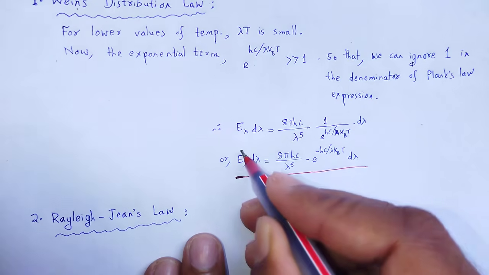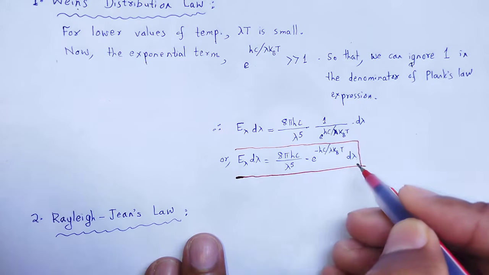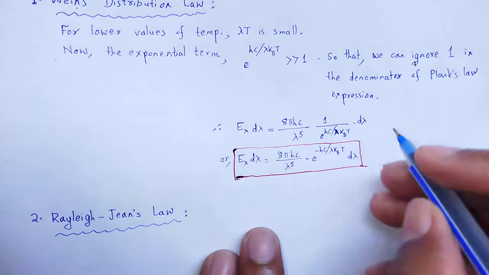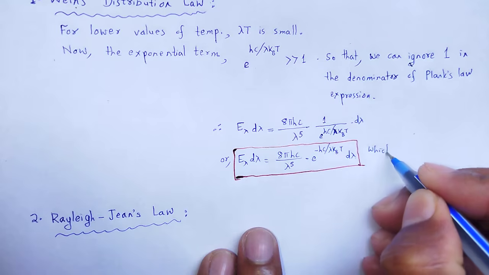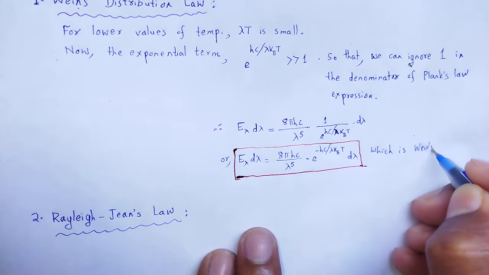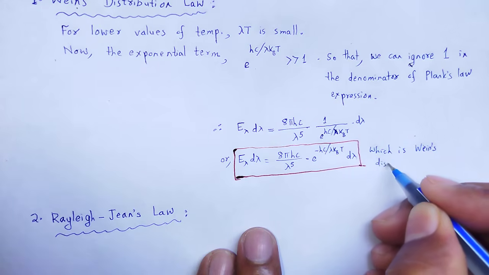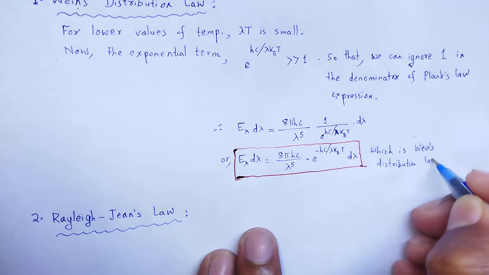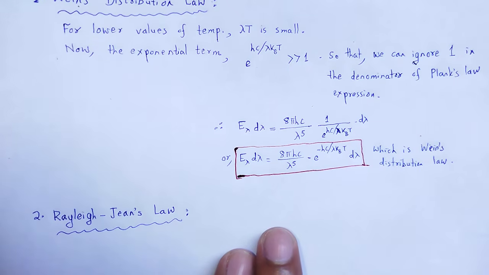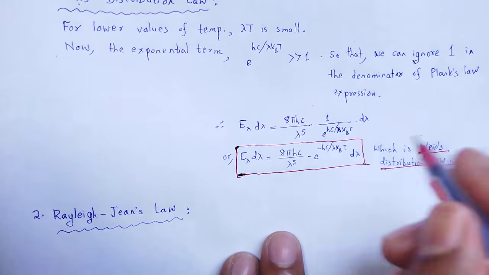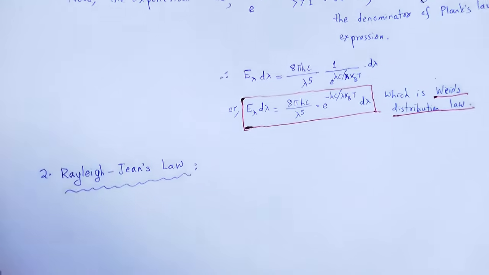This one is the expression for Wien's distribution law. Next, Rayleigh-Jeans law.